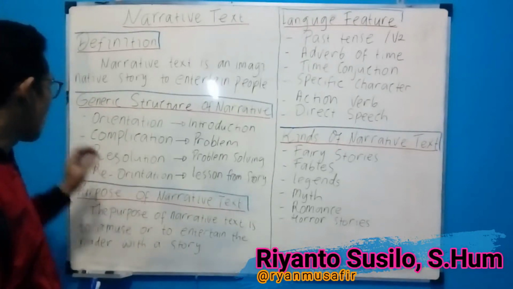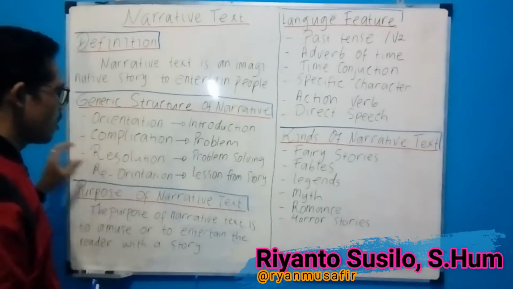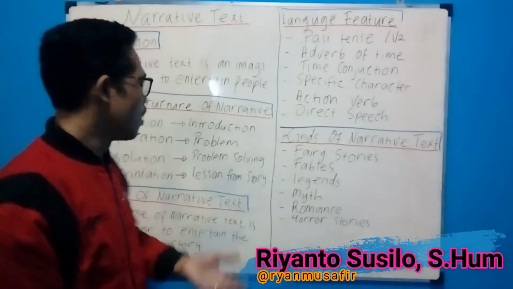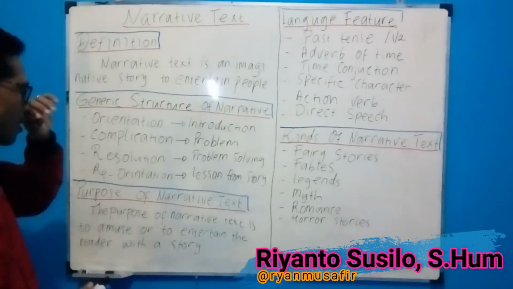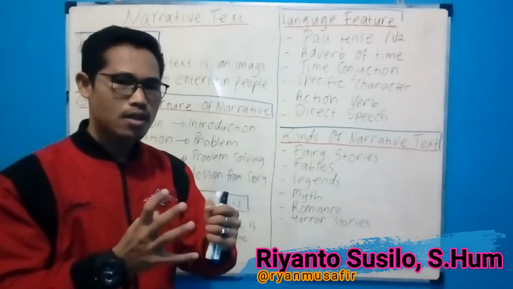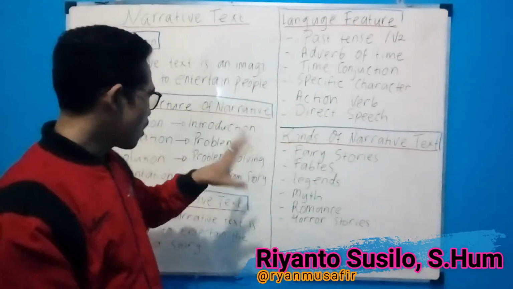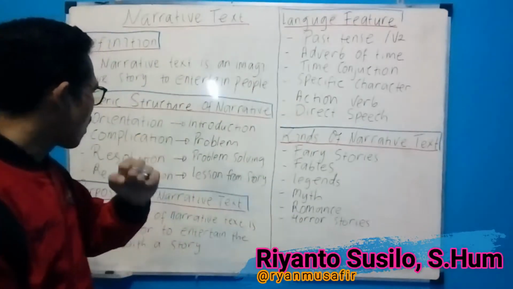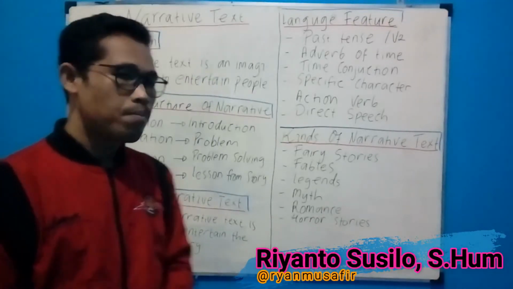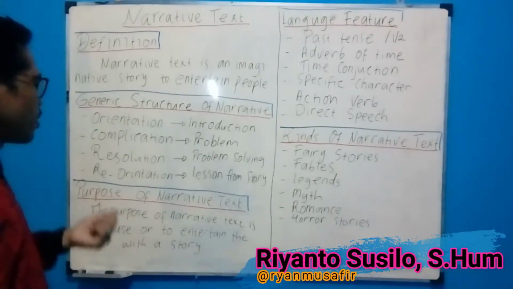And the next paragraph is about the complication. Complication is talking about the problem in the story. Jadi di complication ini itu menceritakan tentang permasalahan yang muncul dari sebuah cerita. Jadi sebuah cerita itu ada opening tadi, kemudian ada permasalahan, dan permasalahan itu diceritakan apa aja masalahnya, itu di paragraf complication. And then the next paragraph is resolution.